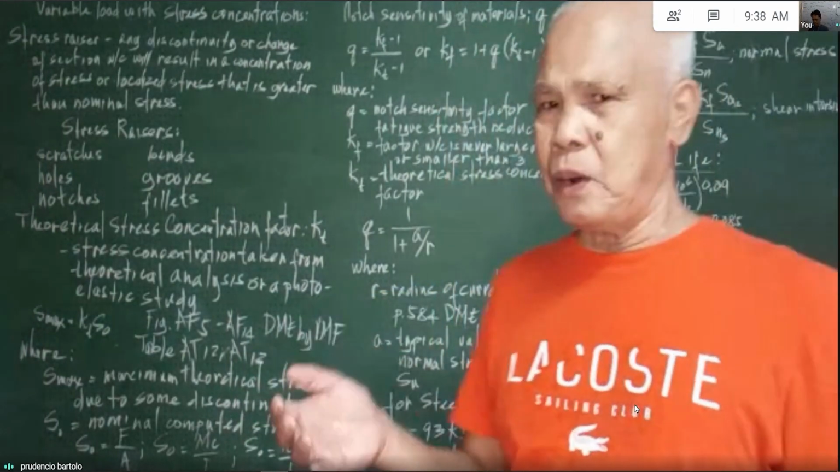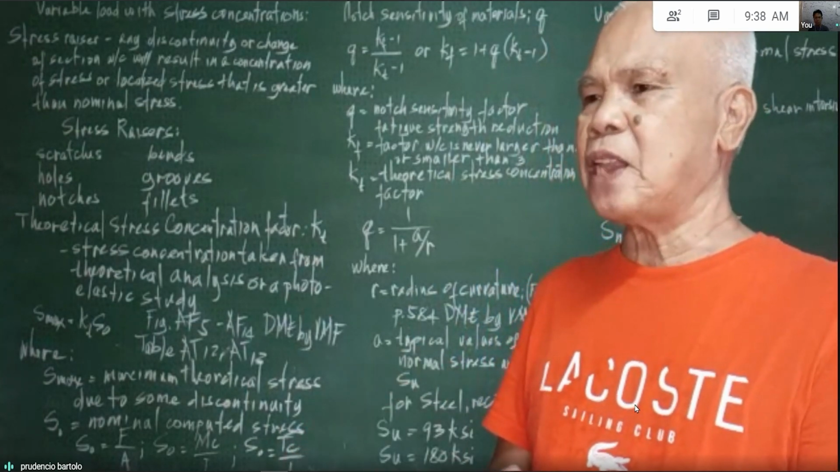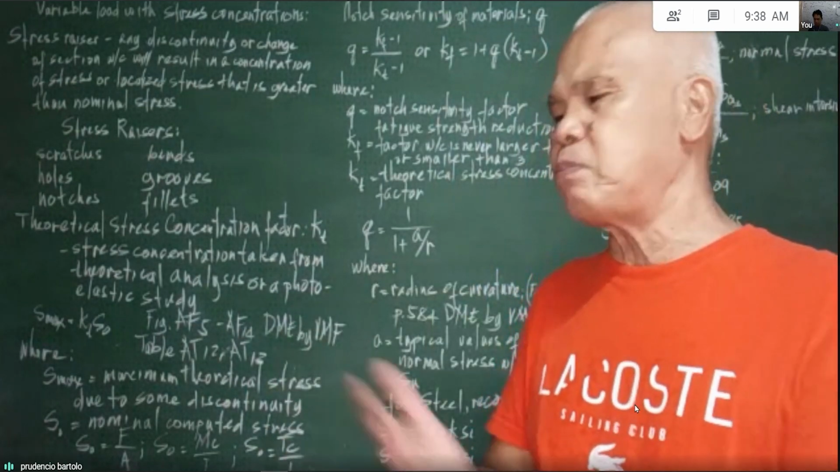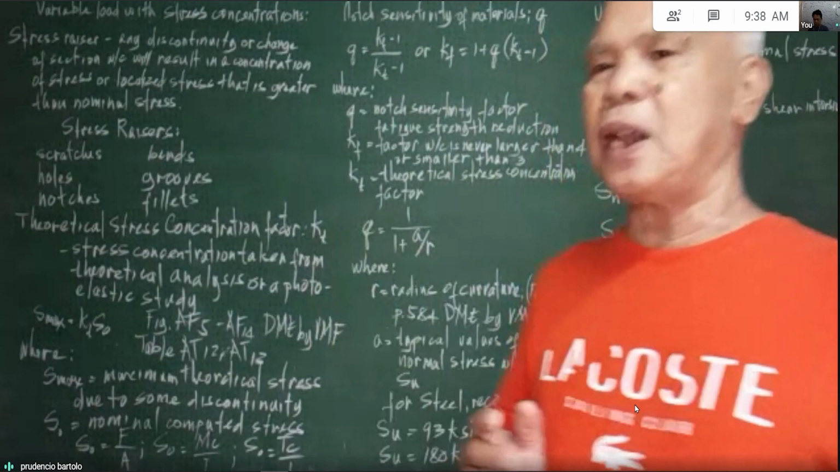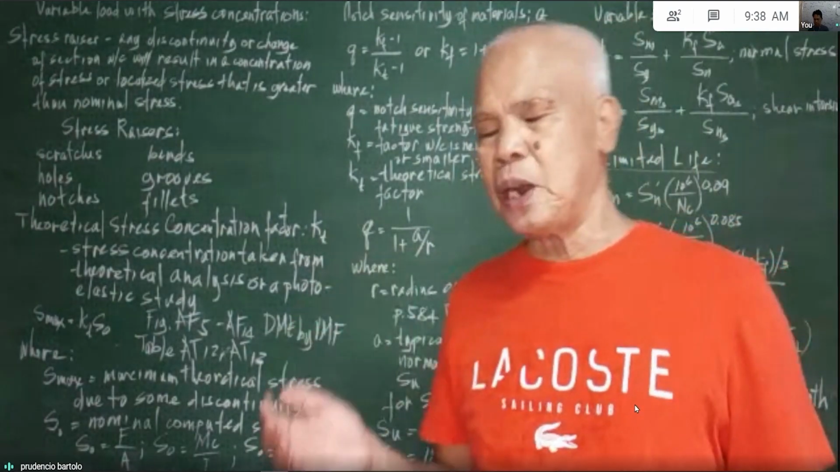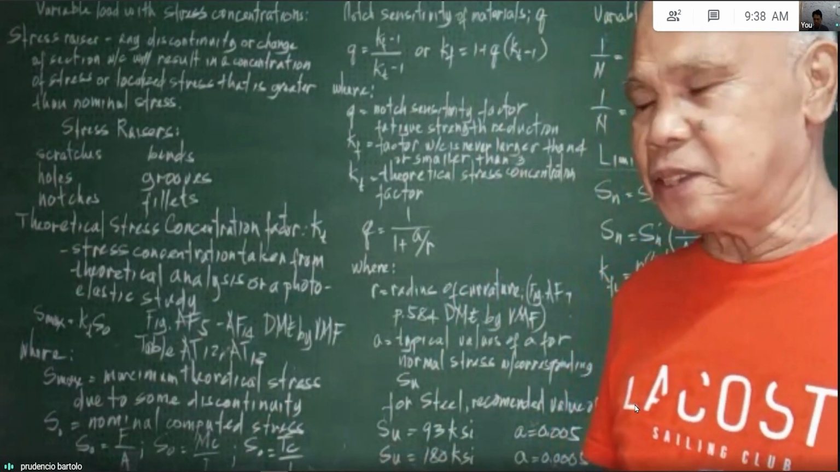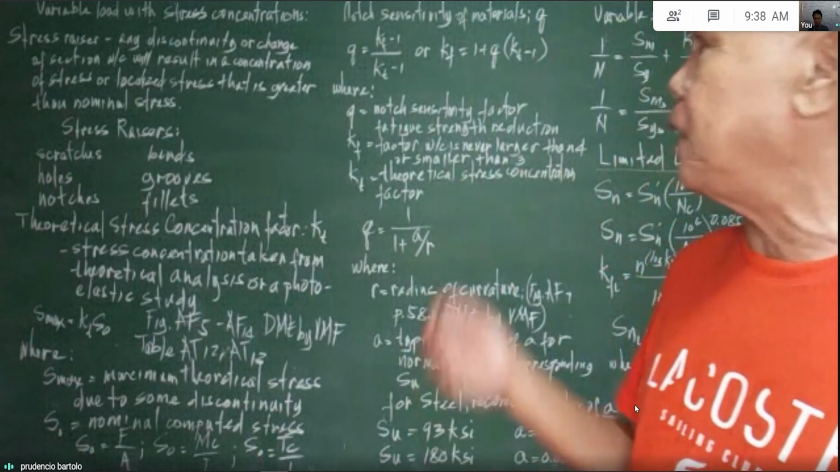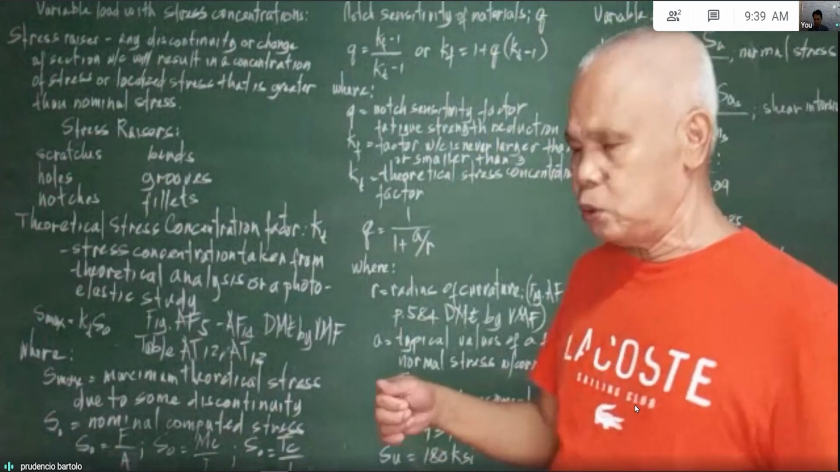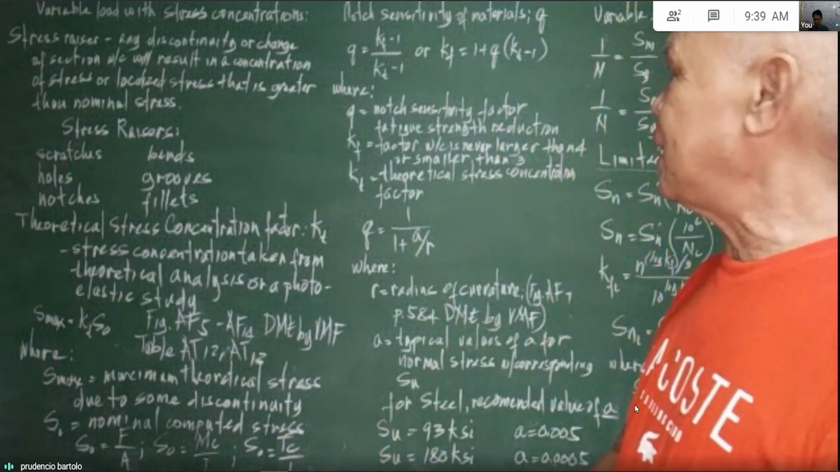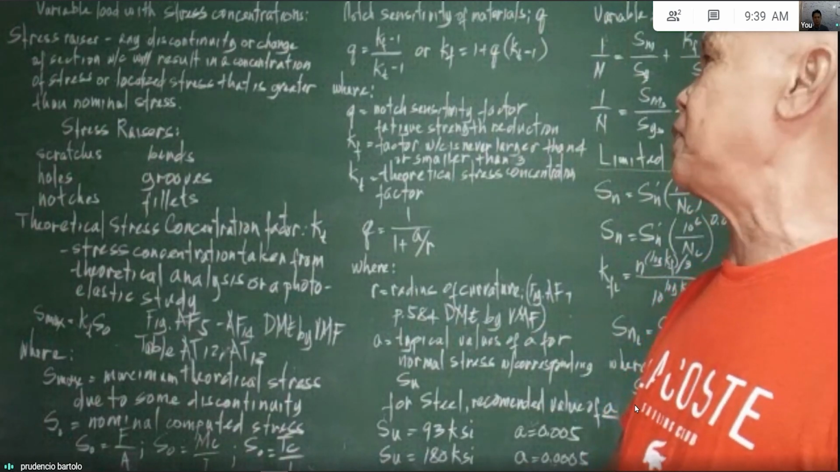But we must be careful in considering whether the system is subjected to axial load or to shear in torsion. Those considerations in taking the endurance strength for variable loads without stress concentration will also be considered in taking the endurance strength for variable loads with stress concentration. First, we try to consider what is stress concentration.